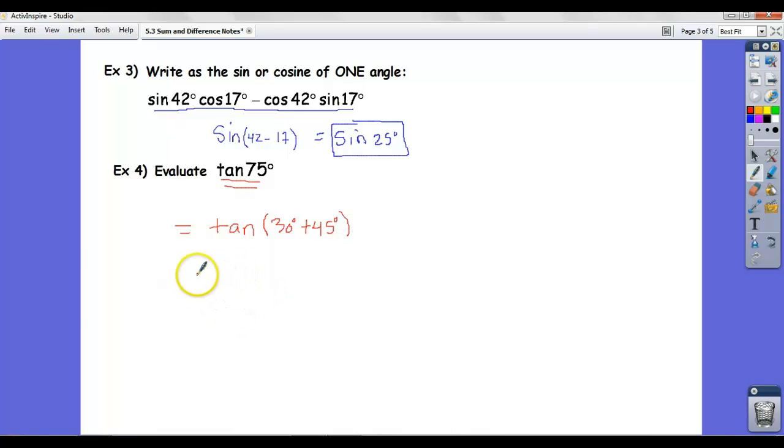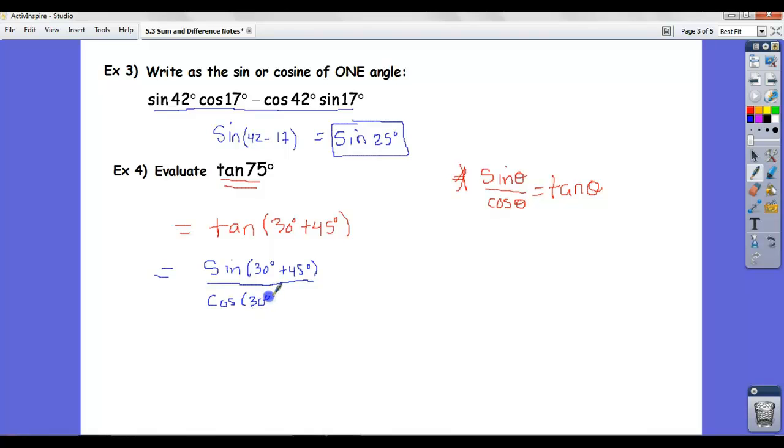That looks good. Okay, but I don't have a formula for tangent. However, I do know that the sine of an angle divided by the cosine of an angle is the same as tangent. So I can use that here. So I can write this as the sine of 30 plus 45 degrees divided by the cosine of 30 plus 45 degrees. And now I have formulas for both the top and the bottom.